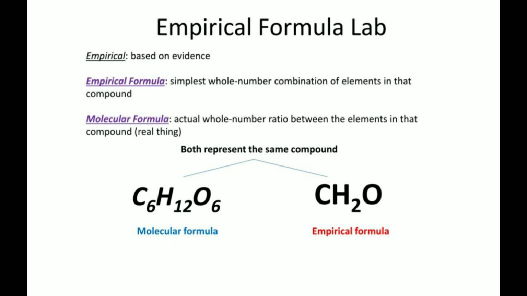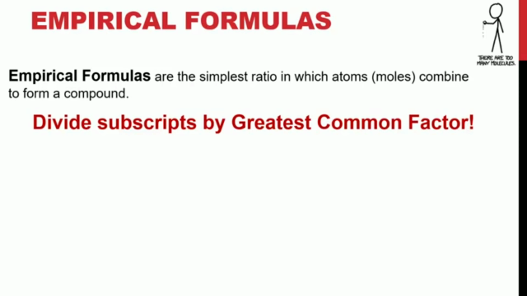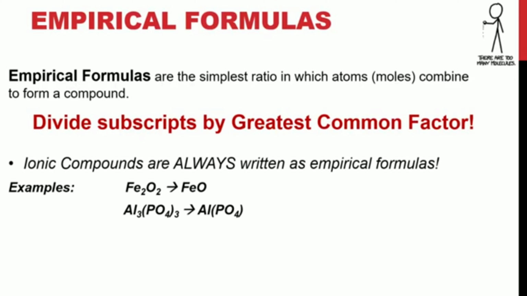It is the formula with the simplest whole number combination of elements for that compound. A molecular formula is the actual combination of elements for a compound. We cannot determine molecular. So when we look at empirical formulas, we know the simplest way to form an empirical formula is to divide all the subscripts by the greatest common factor. Ionic compounds are always reported with formulas that are empirical.